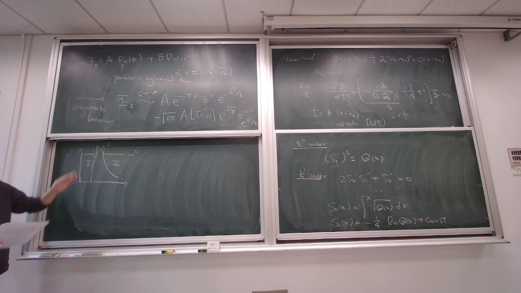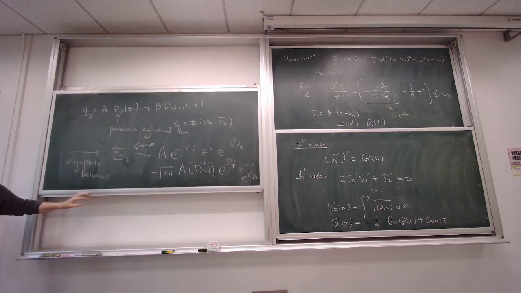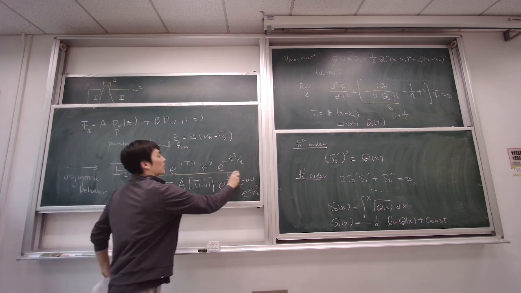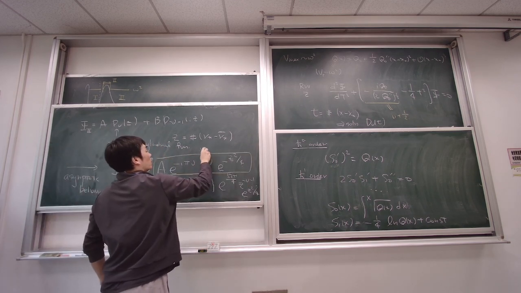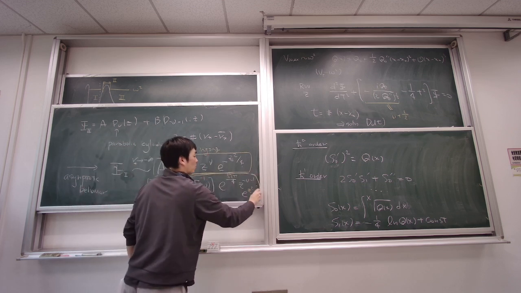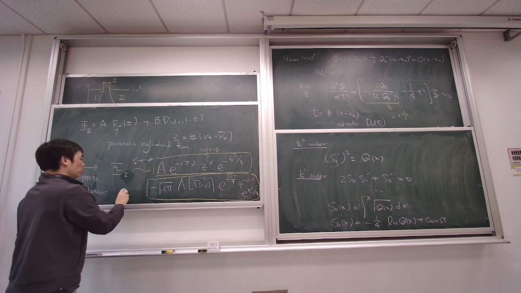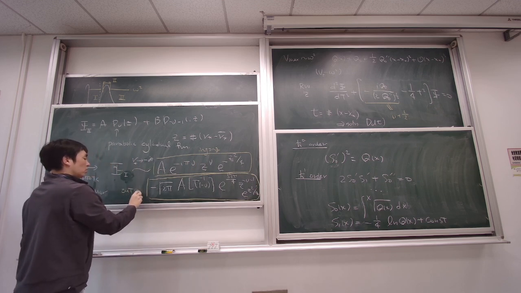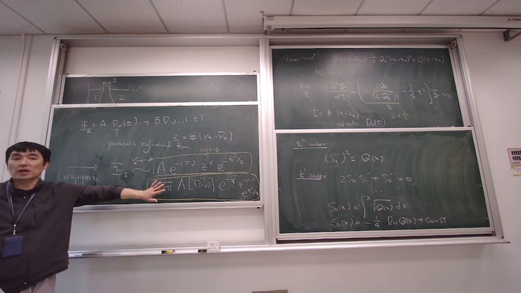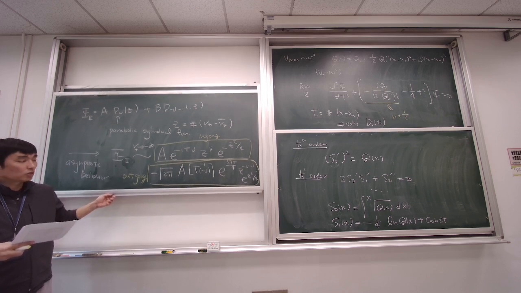Around the horizon, the solution should be ingoing. So we have to take only the ingoing solution, which is this one. And this is outgoing. Therefore, this function should vanish. The outgoing part should vanish to satisfy the boundary condition.